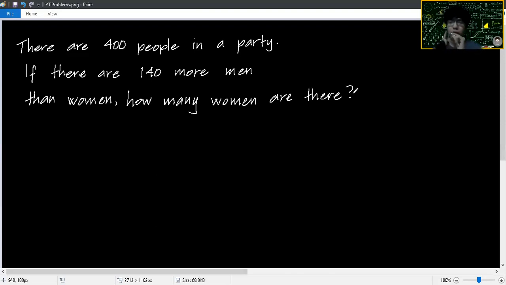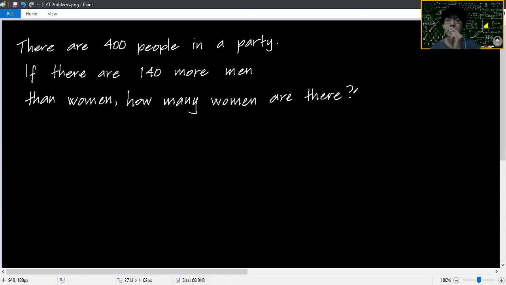To begin with, you may look at this problem as a problem that involves whole numbers. You may pause this video for a while and try to find out on your own. Now, let's proceed. According to our word problem, there are 400 people in a party. If there are 140 more men than women, how many women are there?